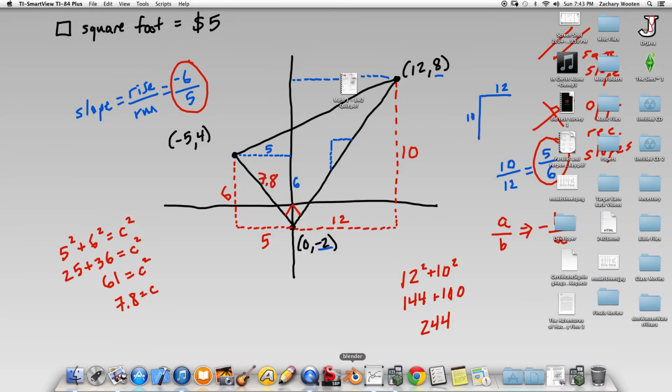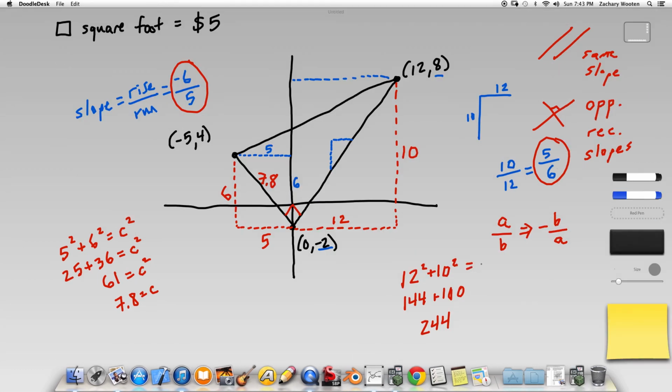So when I was doing that, again, that was equal to this triangle's c squared. So if 244 was c squared, then we just saw that taking the square root of 244 will give us 15.6. So that's this distance right here. So now I have the base and the height of the triangle. But I told you I wanted to show you a little trick.